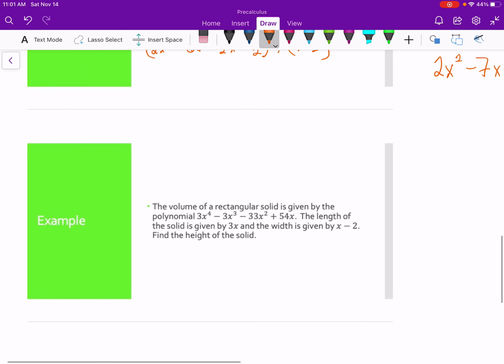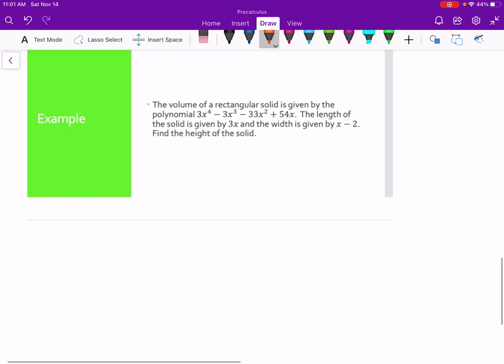All right, and then let's look at an application of this. So the volume of a rectangular solid is given by the polynomial 3x to the 4th minus 3x cubed minus 33x squared plus 54x. The length of the solid is given by 3x, and the width is given by x minus 2. So find the height of the solid.